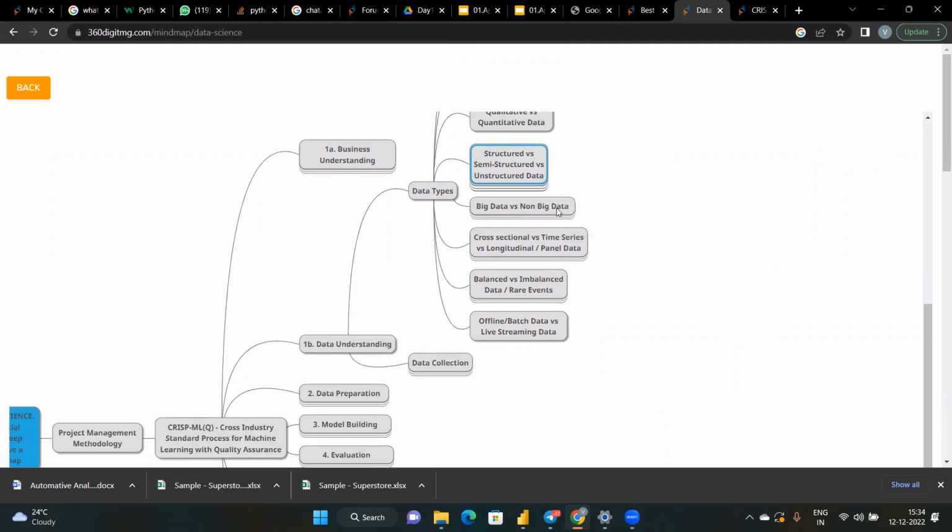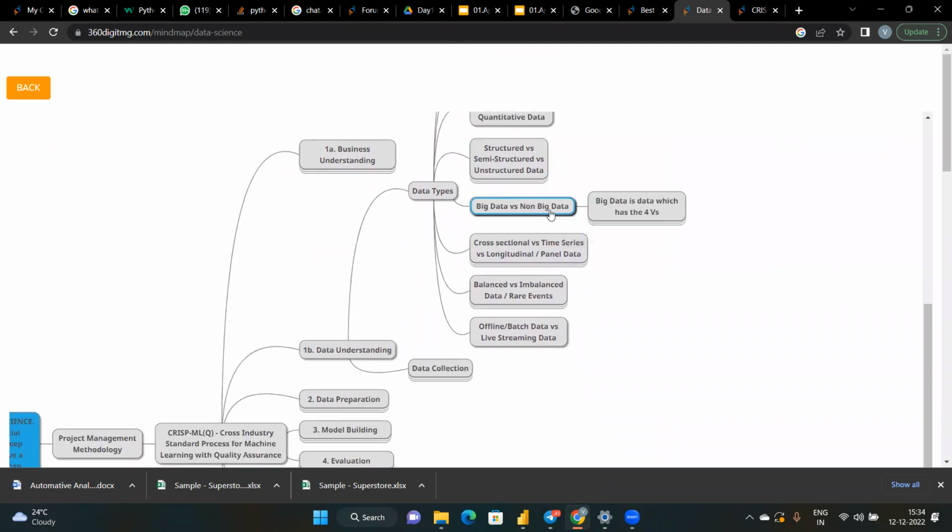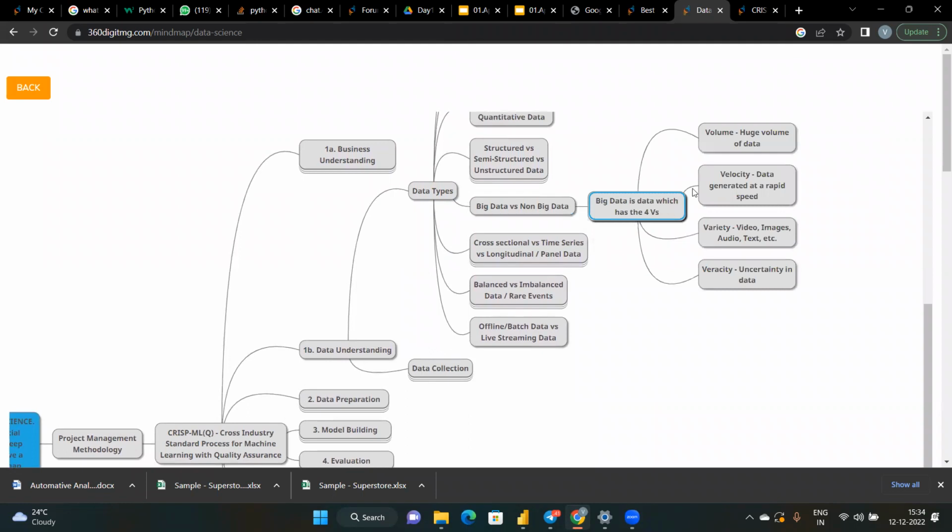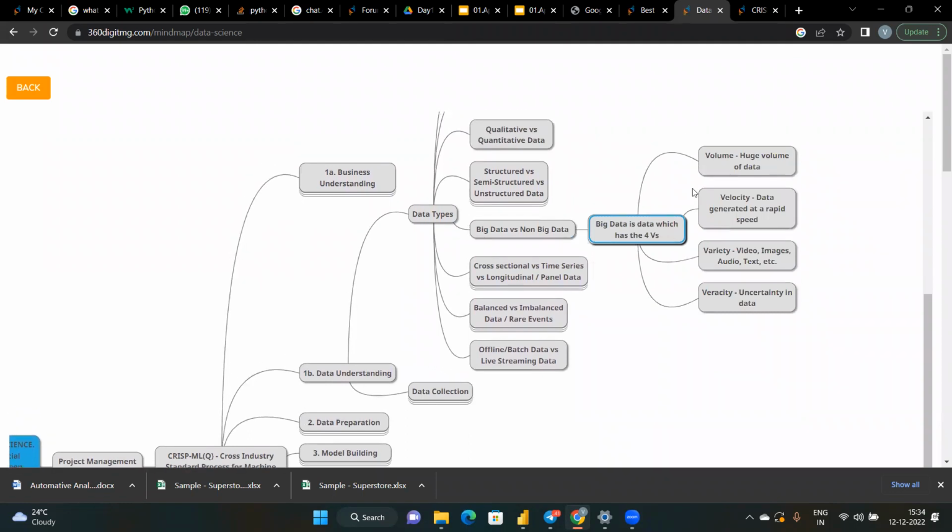Okay. Going on to big data versus non-big data. What is big data? What is non-big data? Non-big data, guys, is what is available on your laptop. The transactions that are stored in our current software are non-big data. Okay. So big data.